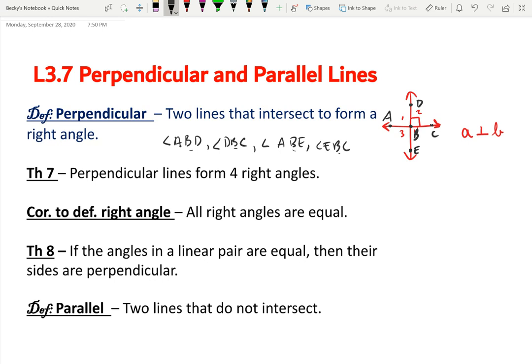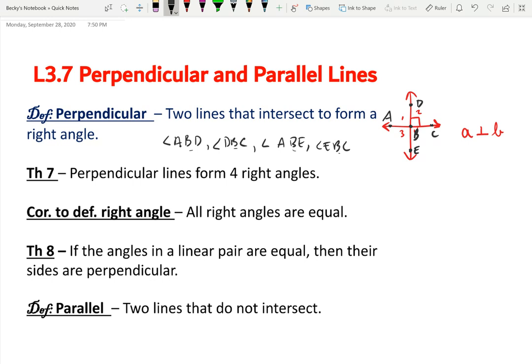Okay, now I did this for a reason, because theorem 7 says perpendicular lines form four right angles. So, because I know the definition, and I know it's perpendicular, therefore I know all of them are right angles. And that's everything that I just wrote out. That's my conclusion of knowing that they're perpendicular.